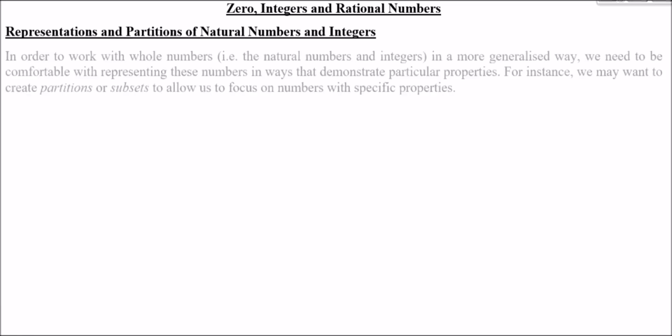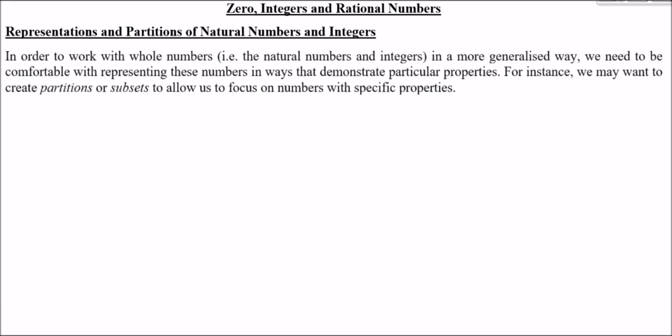So next we need to think about representations and partitions of the natural numbers and integers. In order to work with whole numbers, by that I mean the natural numbers and integers, in a more generalized way, we need to be comfortable with representing these numbers in ways that demonstrate particular properties. For instance, we might want to create partitions or subsets to allow us to focus on numbers with specific properties, and this is very useful when it comes to proving certain properties of numbers, or proof questions indeed for your A-level exam.